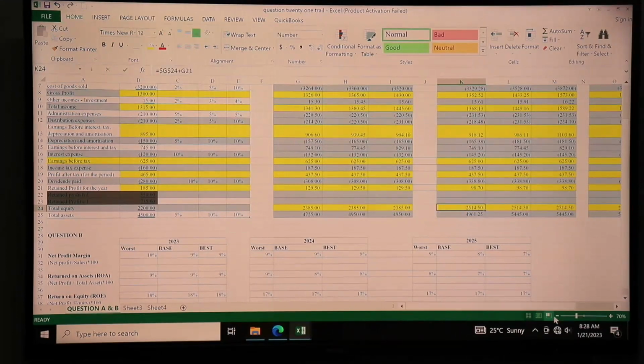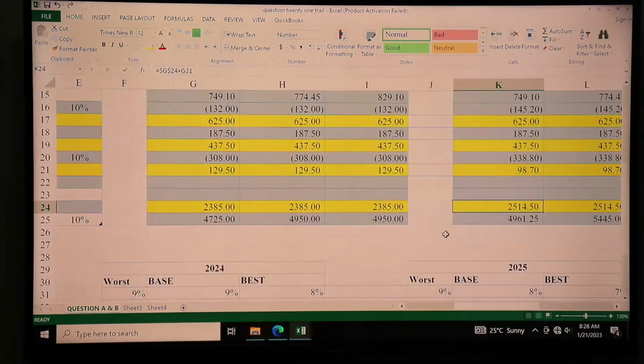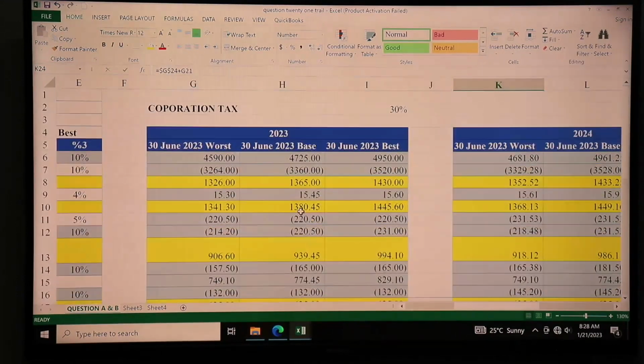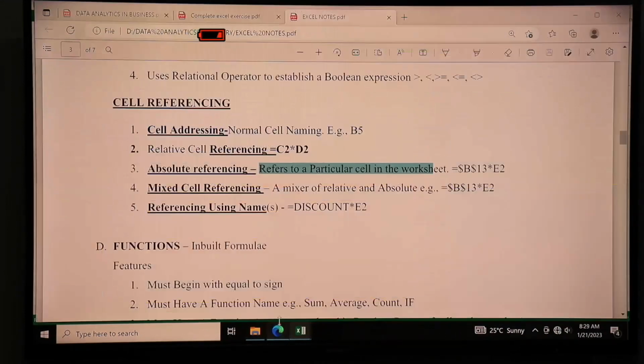So sorry for some few interruptions. So I was saying about the absolute reference, and I was explaining about some situation whereby the absolute reference is actually the only option that you can achieve such. Absoluting using names is something like this.